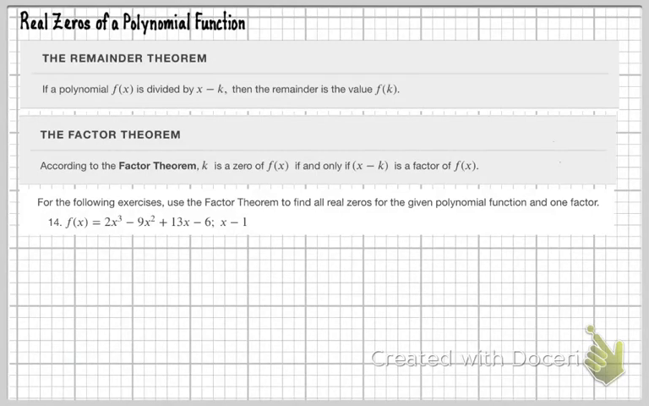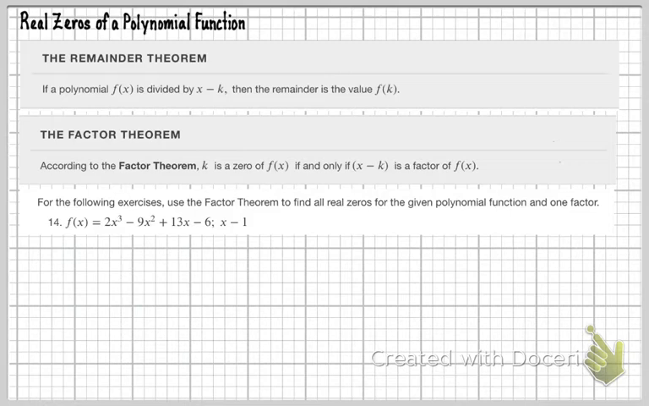The remainder theorem: if a polynomial f(x) is divided by x minus k, so this is my d(x) in the other video, then the remainder is the value f(k). The factor theorem below that says, according to the factor theorem, k is a zero of f(x) if and only if x minus k is a factor of f(x). So if k is a zero, then x minus k is a factor of f(x).